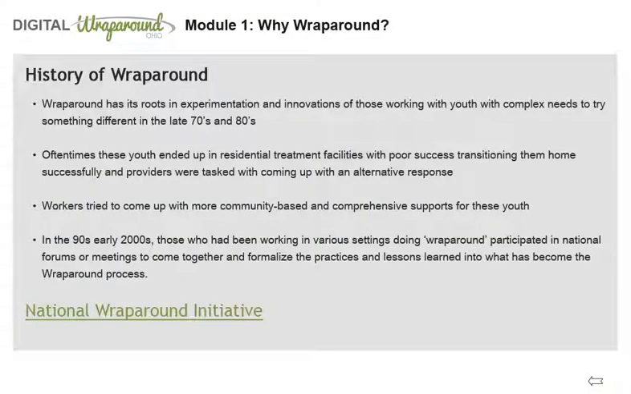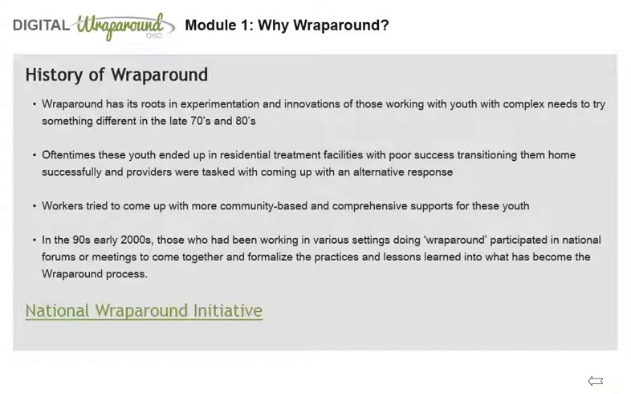Wraparound-like practices started as a way to have more innovation. When those working with families that were struggling and there was no clear way to help them make things better, they were given the opportunity to try something different in the late 70s and 80s. Youth who had complex needs and more intensive behaviors that families and communities struggled to deal with often ended up in residential treatment centers to try and help them. What often occurred is the youth stayed in these facilities for long lengths of stay, and it was difficult transitioning the youth back home successfully.